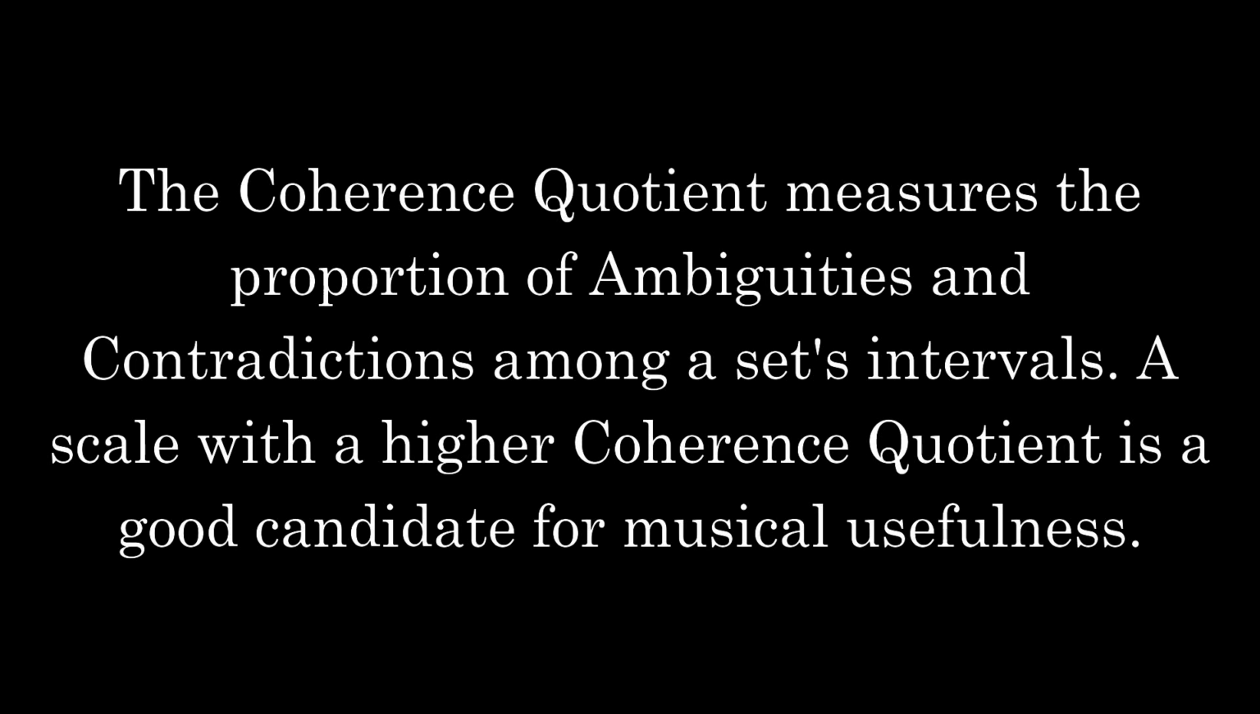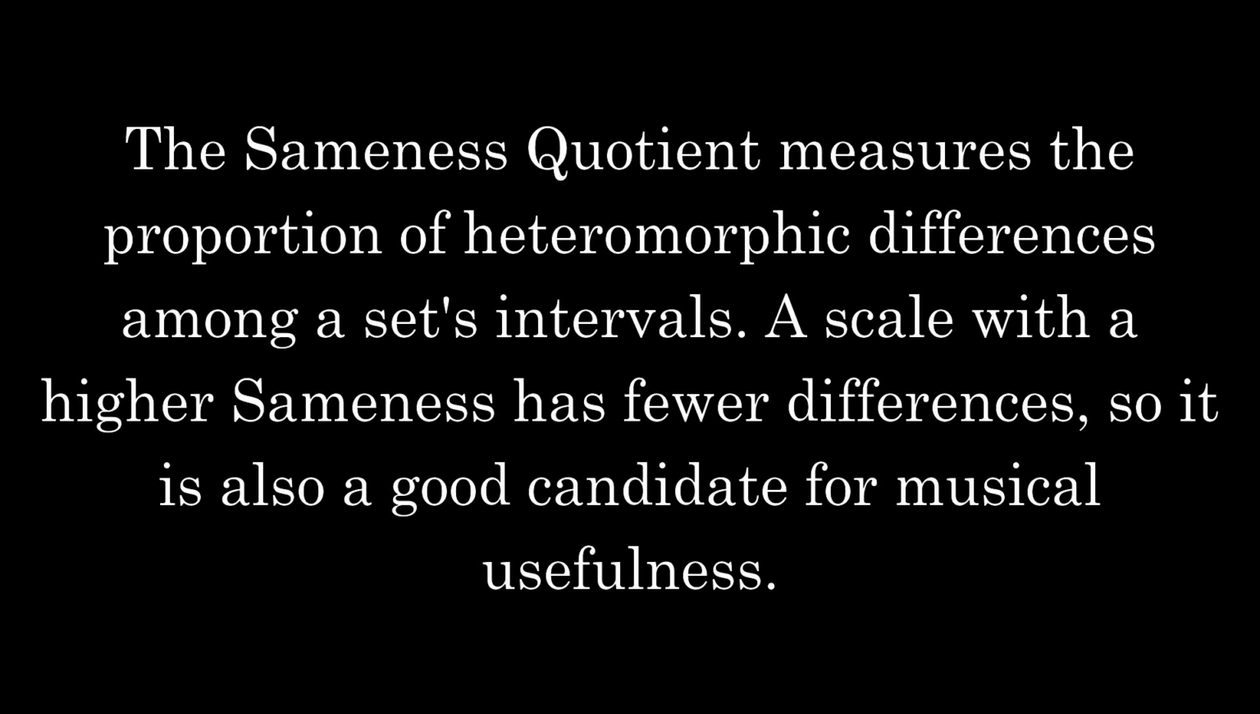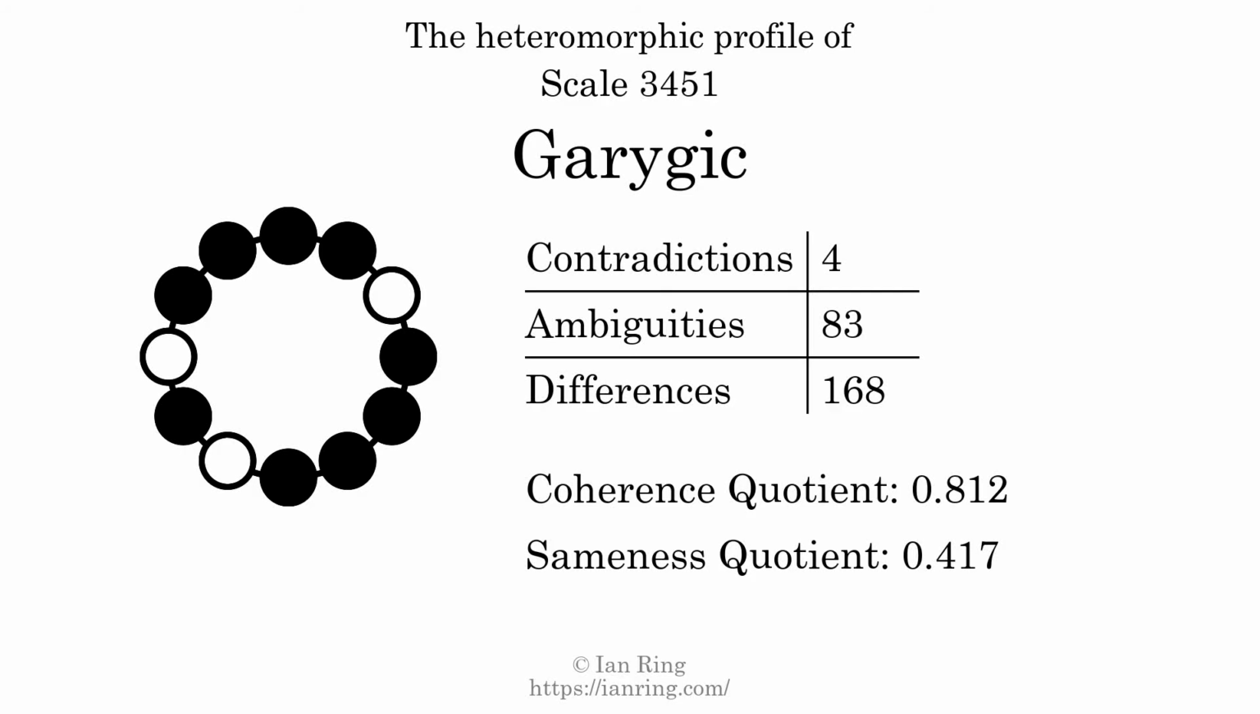The coherence quotient measures the proportion of ambiguities and contradictions among a set's intervals. A scale with a higher coherence quotient is a good candidate for musical usefulness. The coherence quotient is 0.812. The sameness quotient measures the proportion of heteromorphic differences among a set's intervals. A scale with a higher sameness has fewer differences, so it is also a good candidate for musical usefulness. The sameness quotient is 0.417.